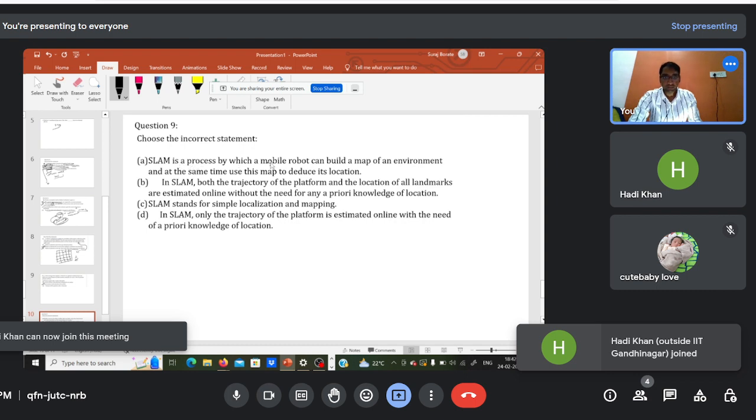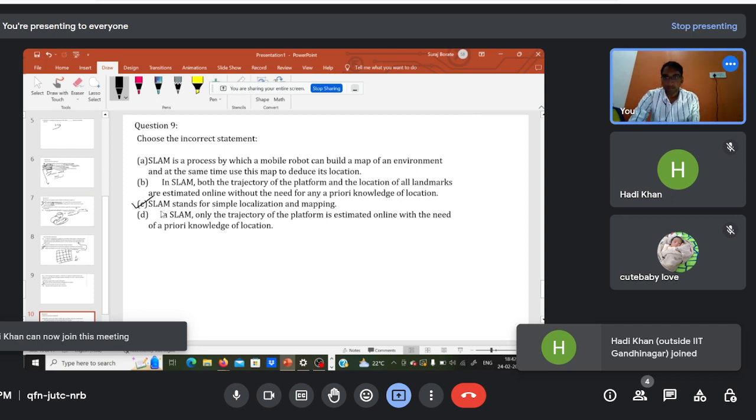SLAM is a process by which a mobile robot can build a map of an environment and at the same time use this map to estimate its location. Option B: in SLAM, both the trajectory of the platform and the location of all landmarks are estimated online without need of prior knowledge of location. This doesn't make sense. A map can be there; it's not necessary that there is no knowledge of location. SLAM stands for simultaneous localization and mapping, so this definitely is an incorrect statement.